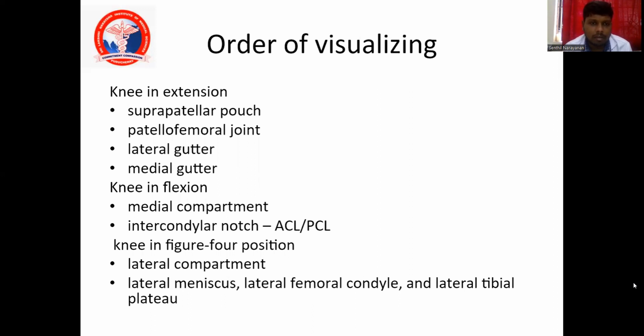And coming to knee flexion, first you see the medial compartment, intercondylar notch. In the intercondylar notch, you can see the ACL and PCL, whether they are intact or whether they have been damaged. You can inspect with a probe. Then the knee is put in the figure of 4 position. You can see the lateral compartment, lateral meniscus, lateral femoral condyle, lateral distal condyle. You can see the meniscus, any injuries there, and all those things.